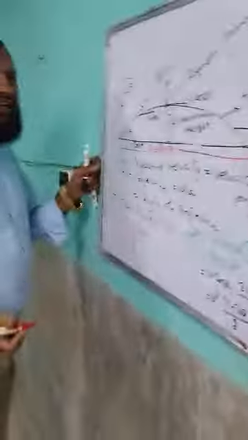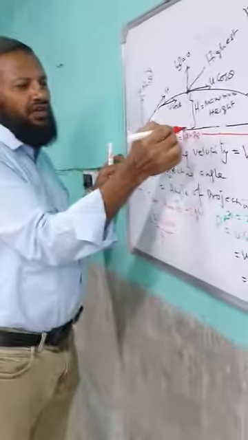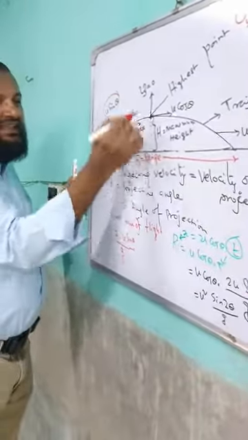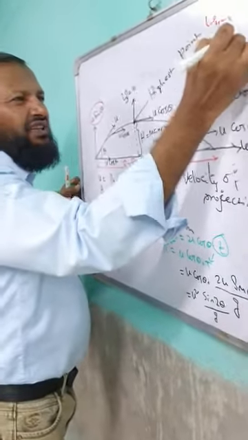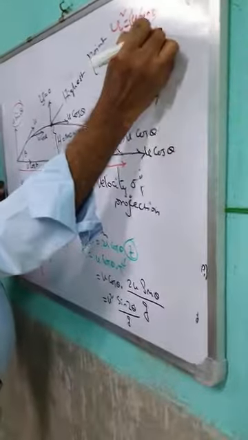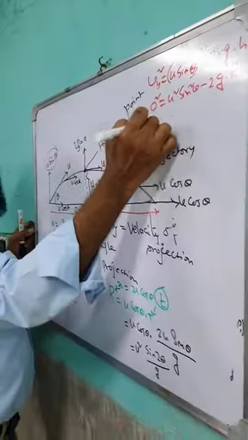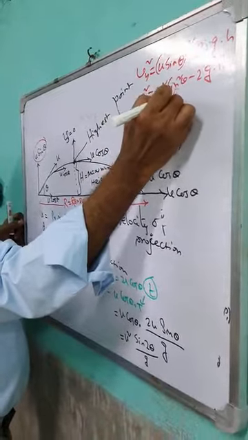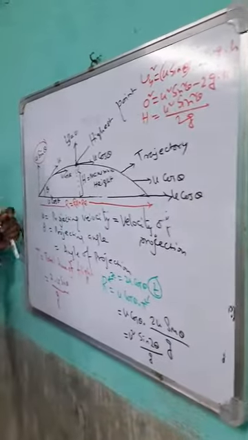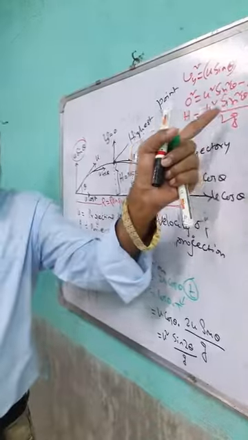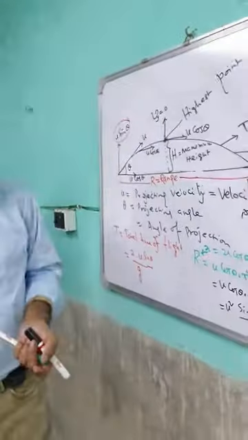Now please see here. When Vy equals 0, what is h? H is capital S. You can write like this: 0 equals u square sin square theta minus 2g capital S. Now take capital H equals u square sin square theta by 2g. This is the capital H. Now here is one question.